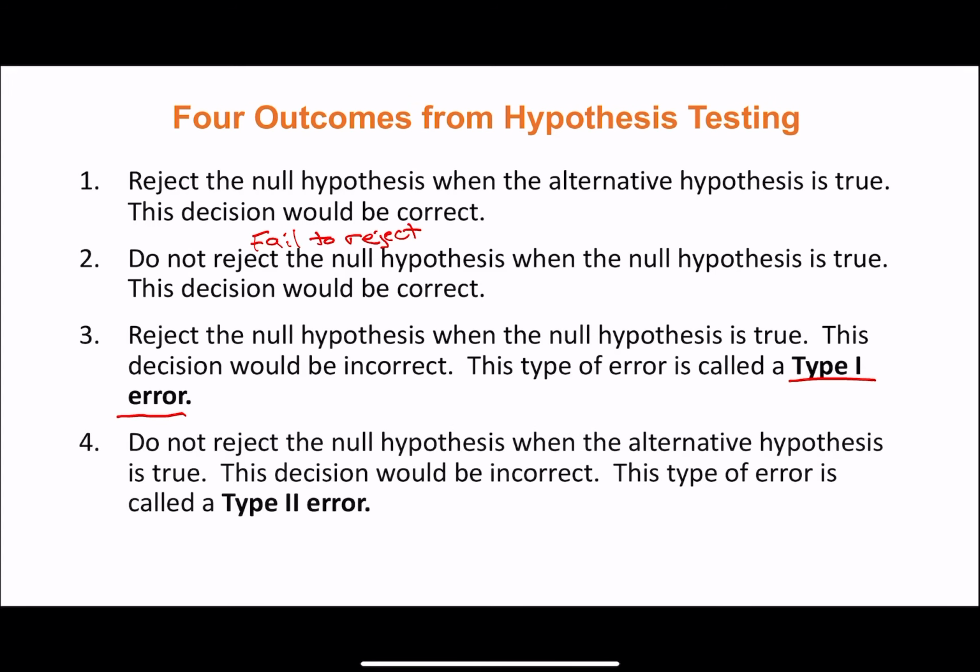Do not reject the null hypothesis when the alternative hypothesis is true. This is called a type 2 error. So if we do our math and we showed that our alternative hypothesis was true, but then we didn't reject, that would be a type 2 error.